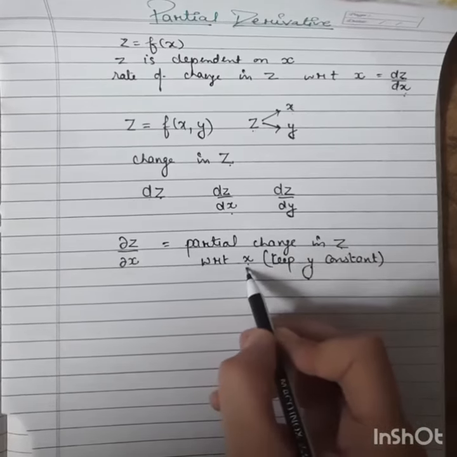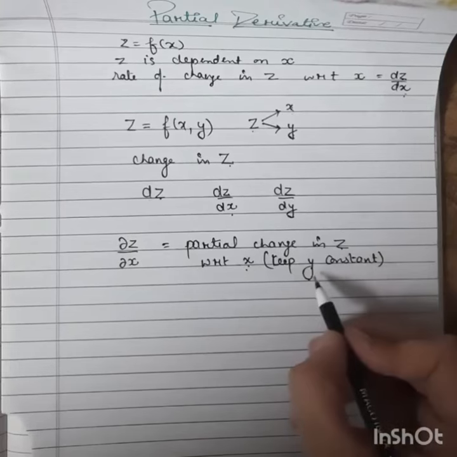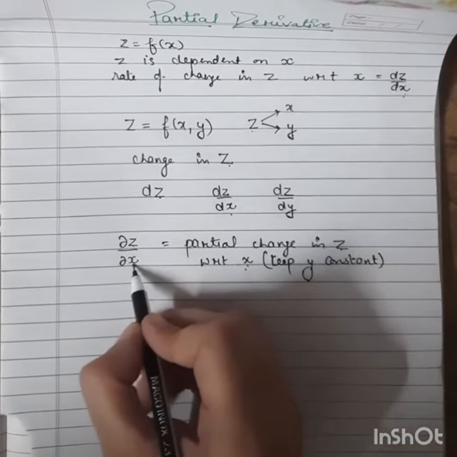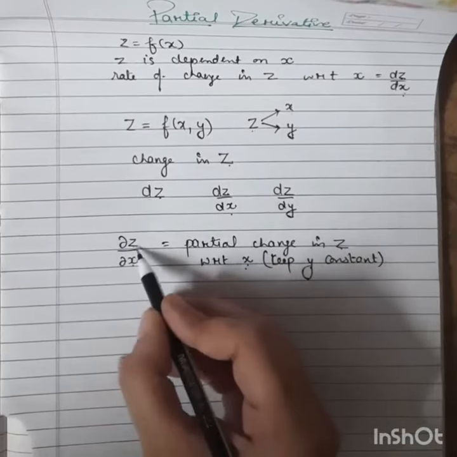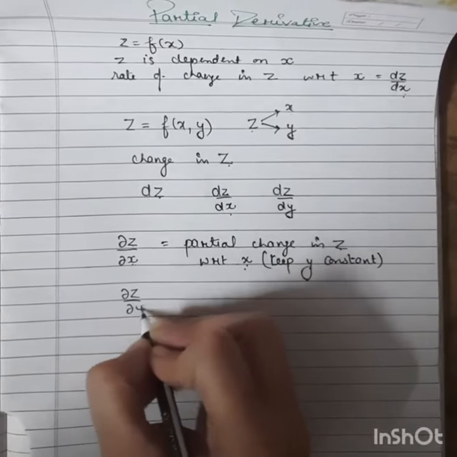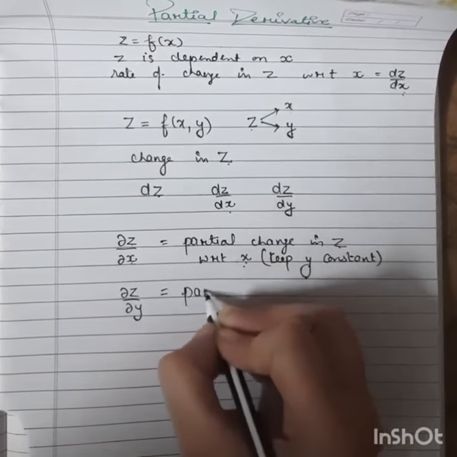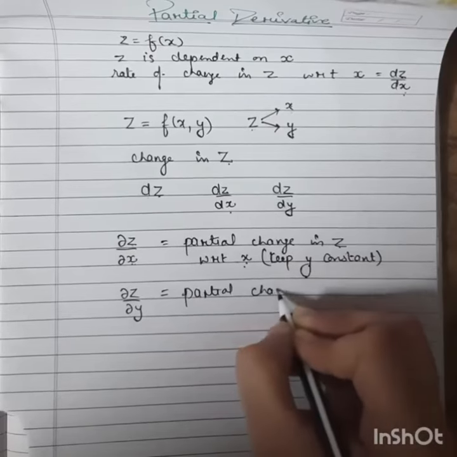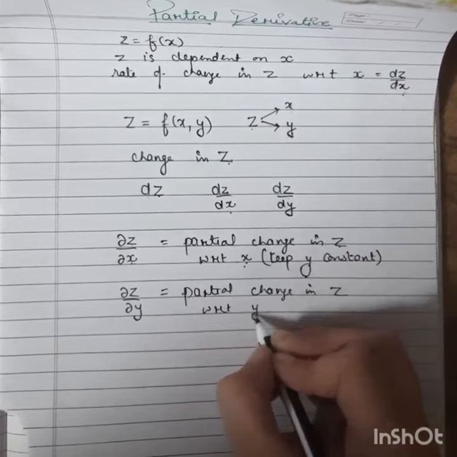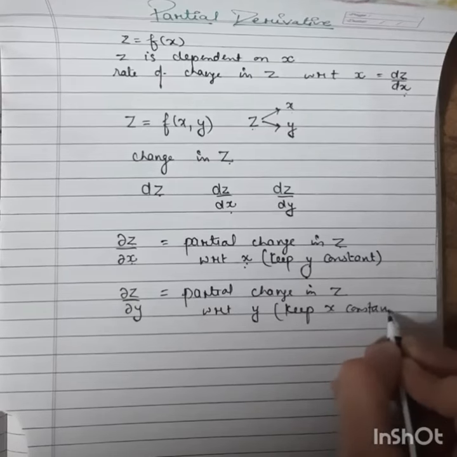कि जब x चेंज होगा, x के चेंज होने से z में कितना चेंज हो रहा है, और उस टाइम पे हमने y को क्या रखा हुआ है, कांस्टेंट रखा हुआ है, then that term is known as curl z by curl x, partial derivative of z with respect to x. Similarly, what will be curl z by curl y? Curl z by curl y means partial change in z with respect to y, and we will keep x constant.